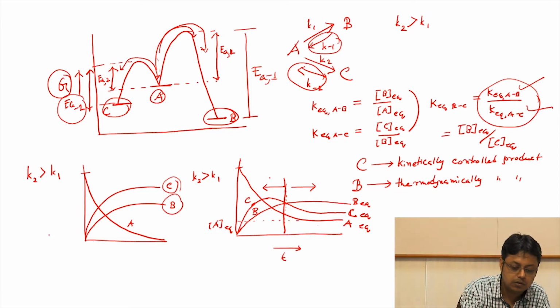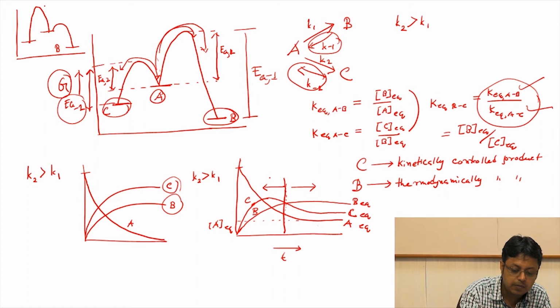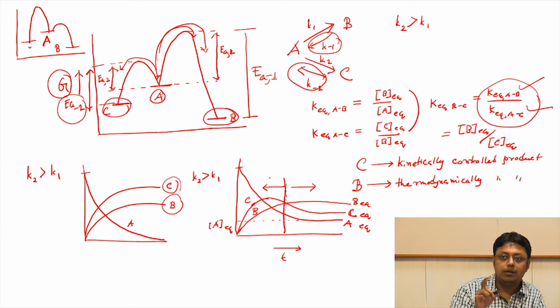Like I could have drawn this, suppose this is the reactant, and then I could have drawn the B here with a smaller barrier, and then C here, which is thermodynamically less stable, with a larger barrier also. So here actually the barrier from A to C is higher. So here B is both thermodynamically controlled as well as kinetically controlled.